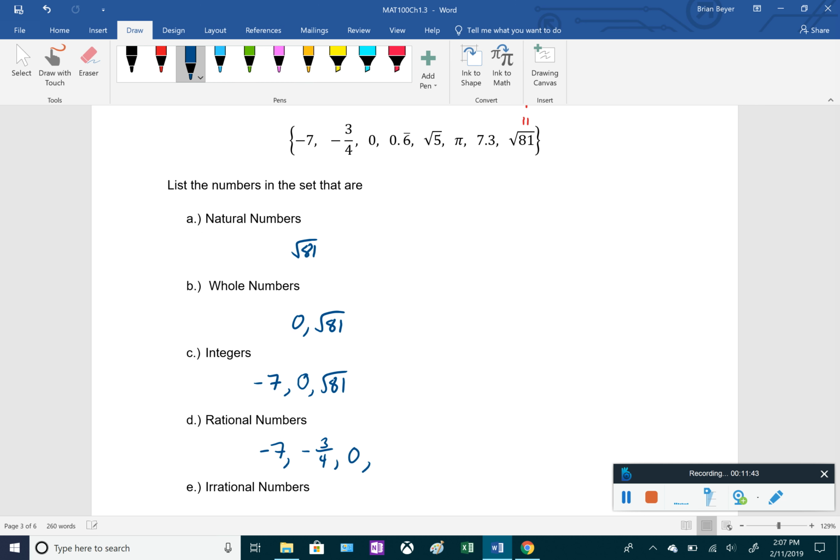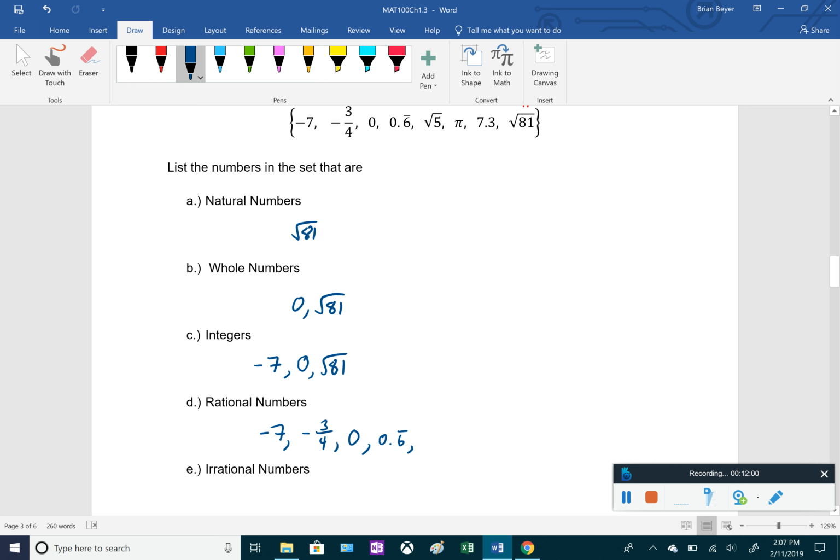0 is a rational number because we can write it as 0/1, or 0 over anything. 0.6 repeating is a rational number because we said we can write that as 2/3 on the last page. Radical 5 is not rational. Pi is not rational. 7.3 is rational because it's a terminating decimal. And radical 81 is equal to 9, which is an integer, which is rational.